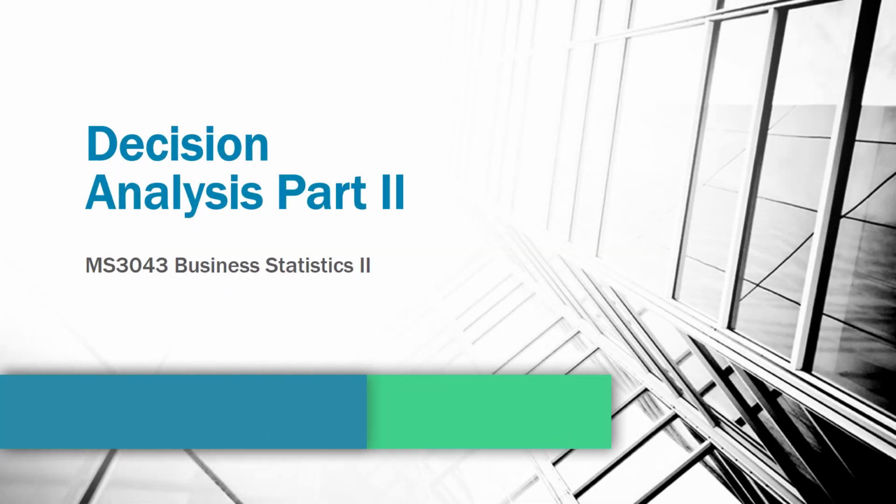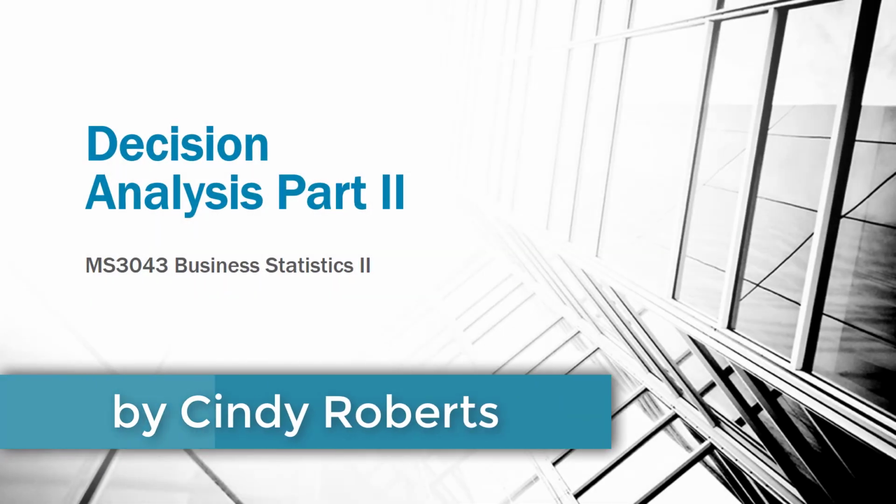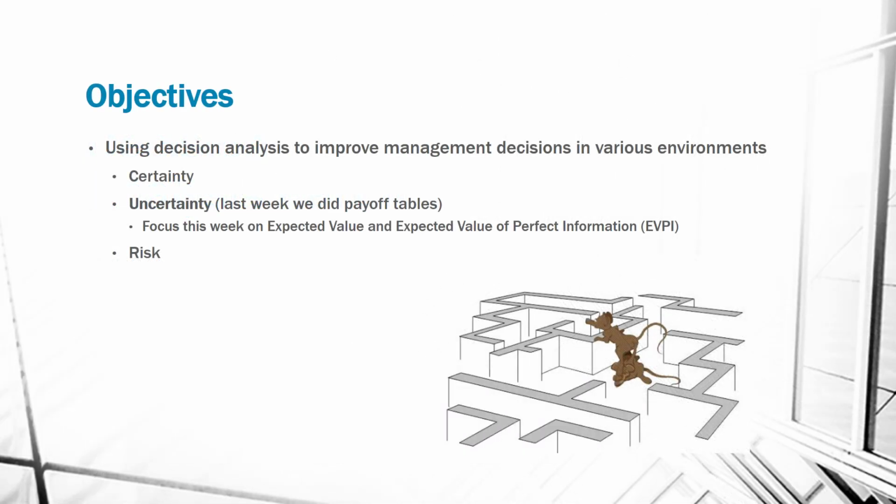This is part 2 of decision making under risk. So we've already in part 1 talked about uncertainty and looked at some payoff tables. And so this week the only focus is on expected value and expected value of perfect information.